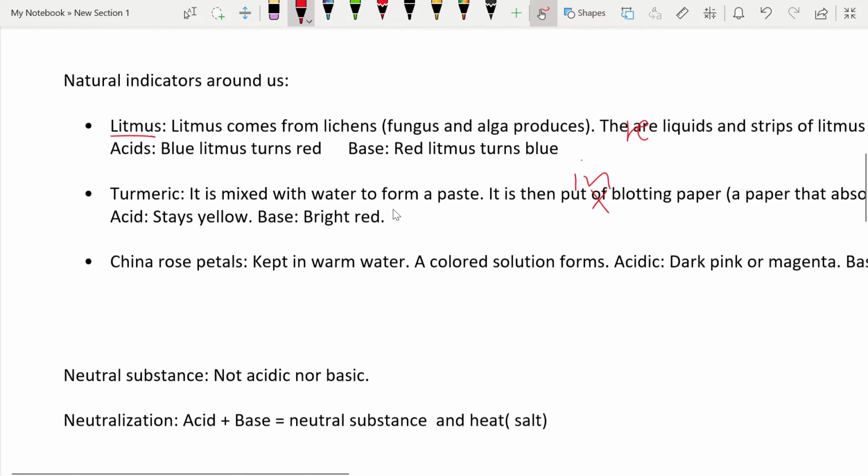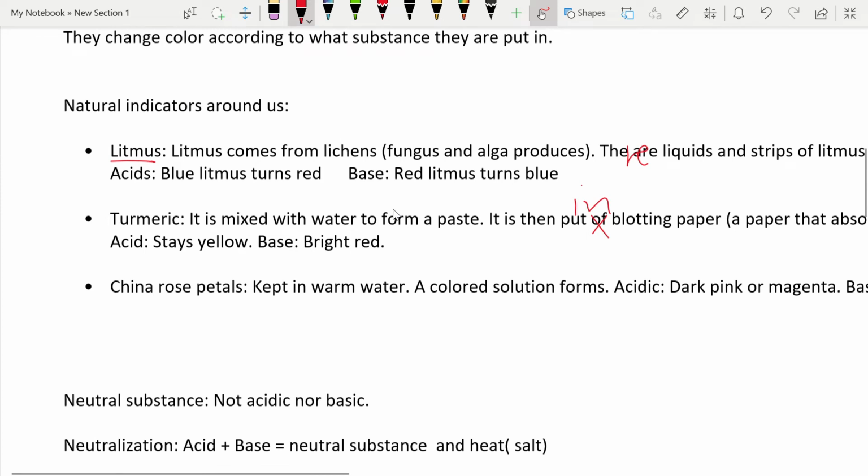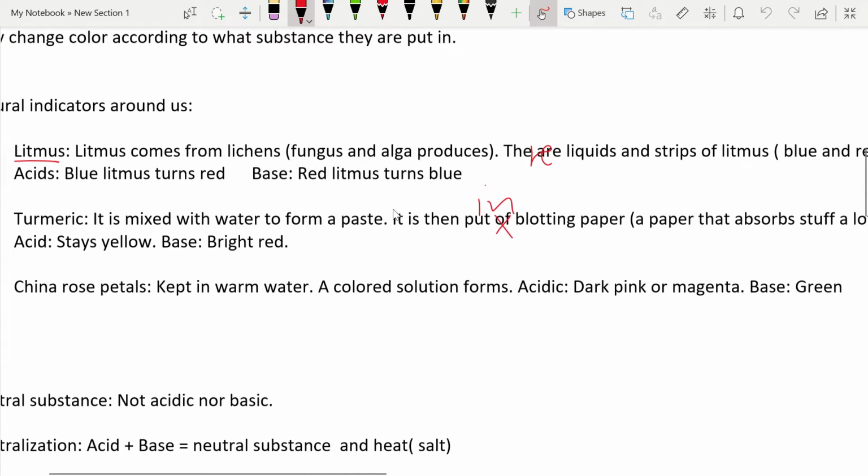There are also China rose petals. They are kept in warm water. A color solution forms. It's a pinkish color. If you put it in acidic solutions, then it will turn dark pink or magenta. But if you put it in basic substances, it will turn green.